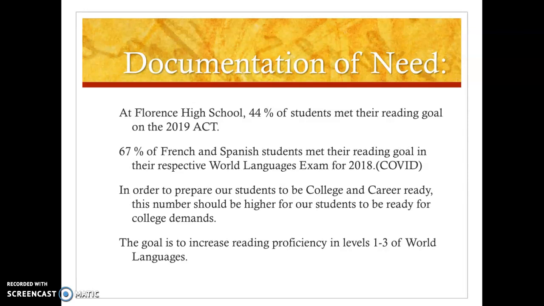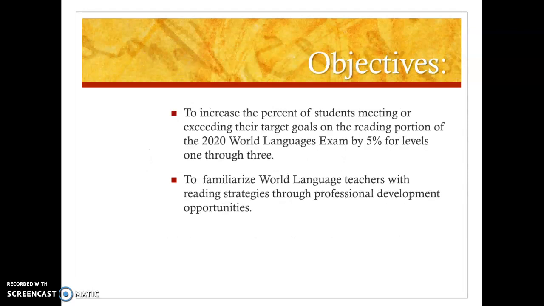So why did we choose this? In order to prepare our students to be college and career ready, this number should be higher for our students in reading, basically to take CLEP tests and ACTFL tests to get college credit and to be ready for the AP exam to get college credit for that. And the goal is to increase their reading proficiency in levels 1, 2, 3 of world languages.